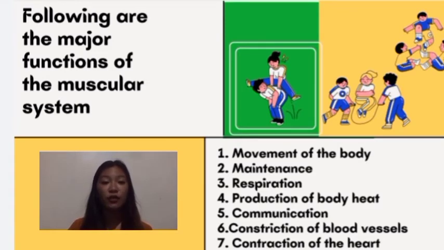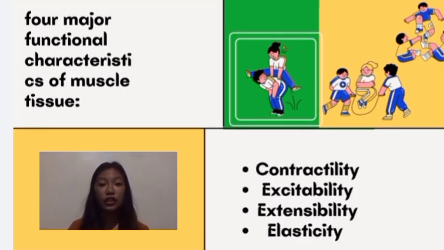Muscle tissue has four major functional characteristics. First is contractility. Contractility is the ability of the muscle to shorten forcefully or contract. Next is excitability. Excitability is the capacity of the muscle to respond to a stimulus. Next is extensibility. Extensibility means that the muscle can be stretched beyond its normal resting length and still be able to contract. Not the least is elasticity. Elasticity is the ability of the muscle to recoil to its original resting length after it has been stretched.